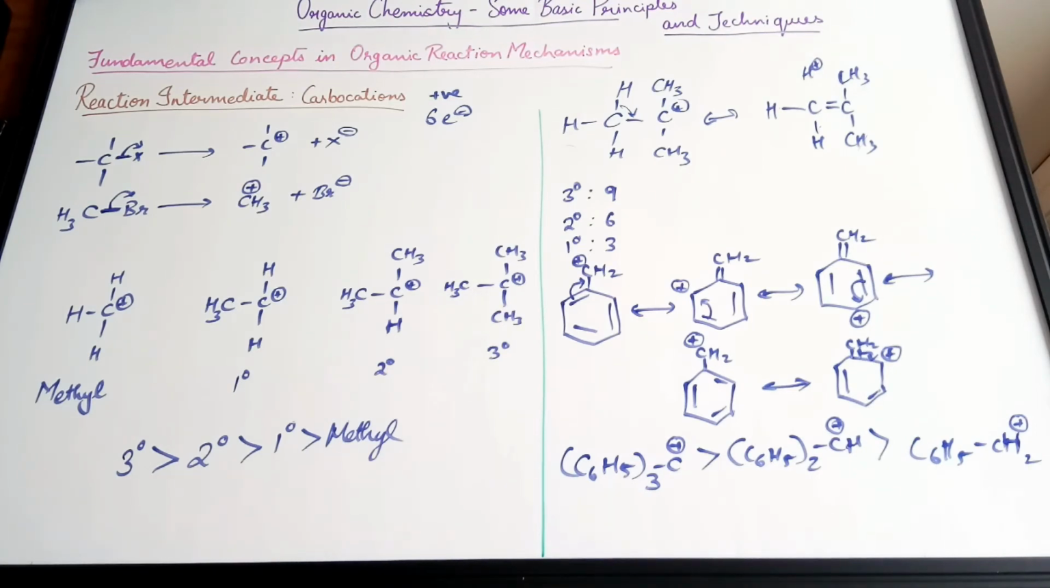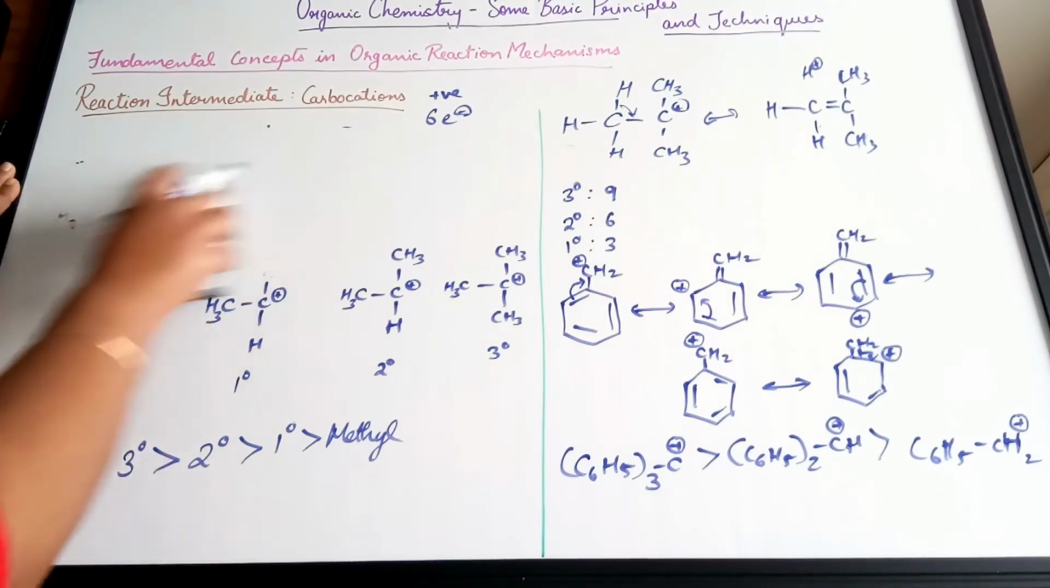Again, if at this point you have not learned about inductive effect, mesomeric effect, hyperconjugation, and the electromeric effect, it would be better that you understand and learn that, and then come to understanding the stability of various reaction intermediates. Now we've learned about the stability. Now we will be learning about the shape of the carbocation.